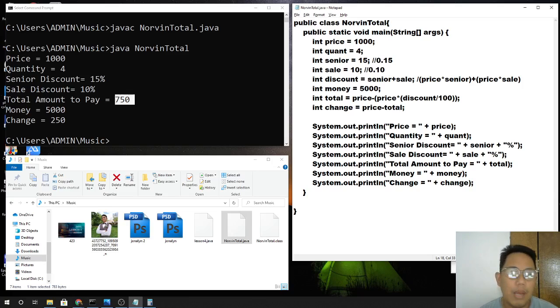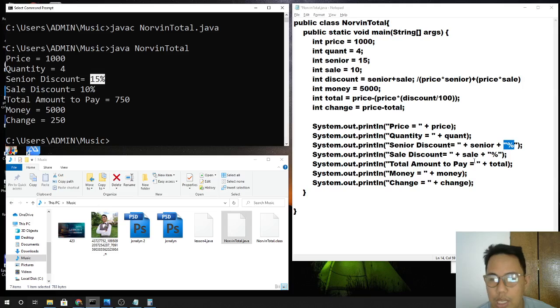So let's go ahead, and by the way, with regards to the printing of the output, we actually have it here. Price, this is correct. Senior percent, the value of senior is 15. Then percent. That's why it shows here 15, because the value of senior is 15, right? Let me just remove this. And then percentage, after this it shows here percentage, right? So sale discount, total amount to pay, which is the answer of this one. Money is 5,000. The answer change is money minus total, right? So that's the answer of Norvin. Again, thank you so much, Norvin.